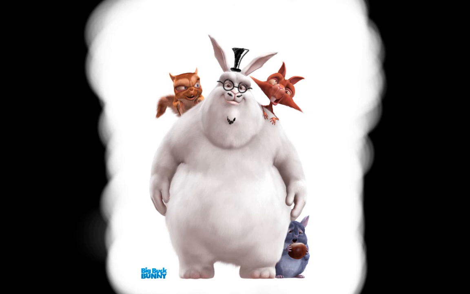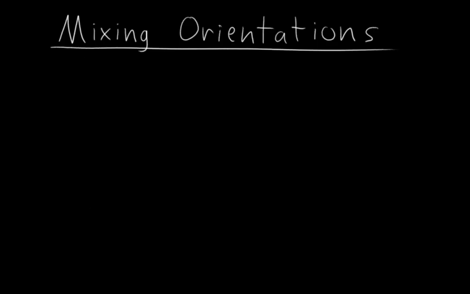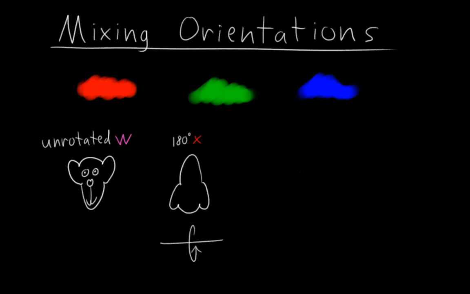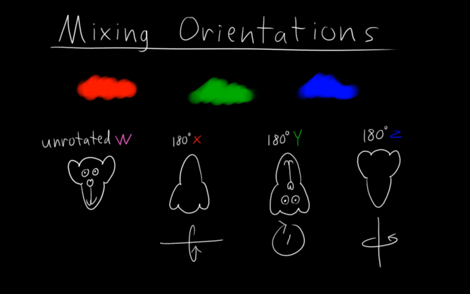The other way, which I use now, is to think of quaternions as mixing orientations. Kind of like color, where we're mixing red, green, and blue, except in this case we're mixing 4 orientations: one that's unrotated, one that's rotated 180 degrees around x, one that's rotated 180 degrees around y, and one that's rotated 180 degrees around z. But the principle is basically the same.